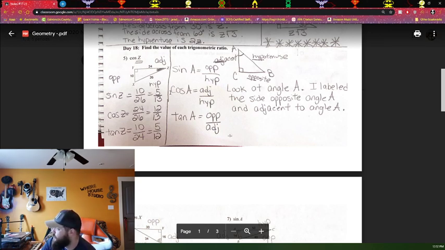Okay. If we're doing cosine, we want the adjacent over the hypotenuse. So we would do this number over this number. Tangent, opposite over adjacent. So they're all different things.